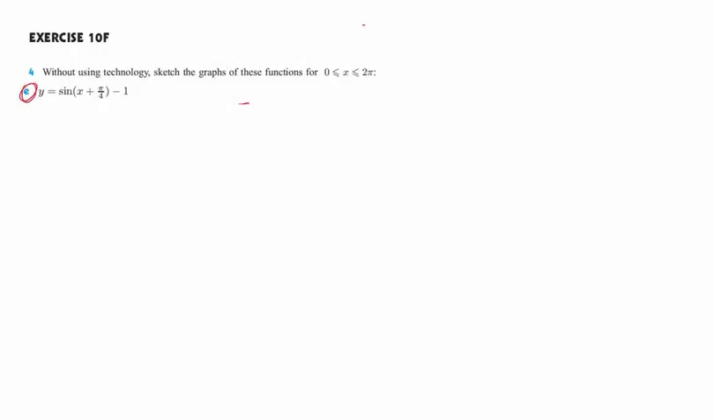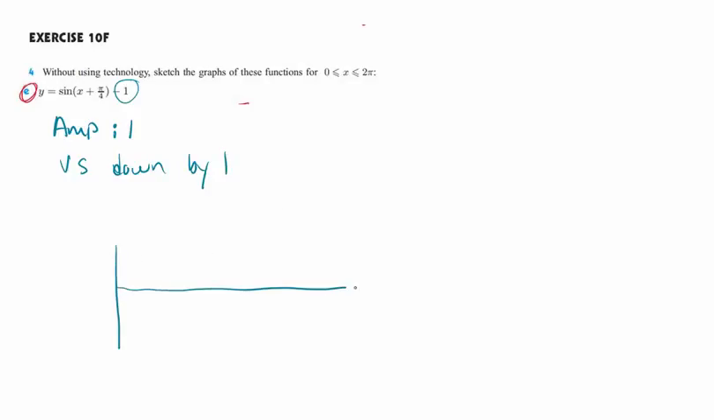So to approach this question, you want to identify all the different properties. So the amplitude is going to be 1, because in front of the sine there is not a vertical stretch or compression. It has a vertical shift up. Nope, just kidding. Down by 1. So that means that the center of the sine graph is now at y equals negative 1 rather than 0.